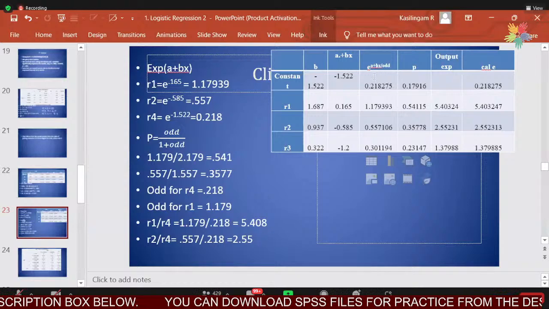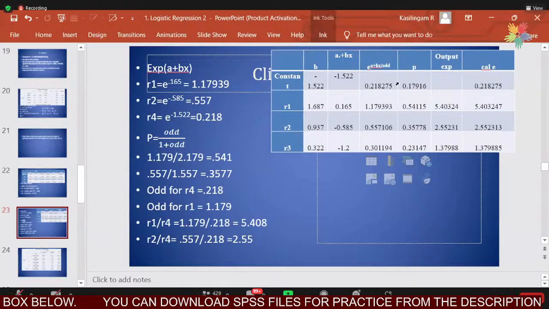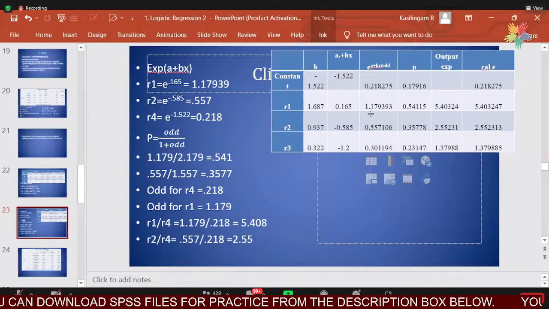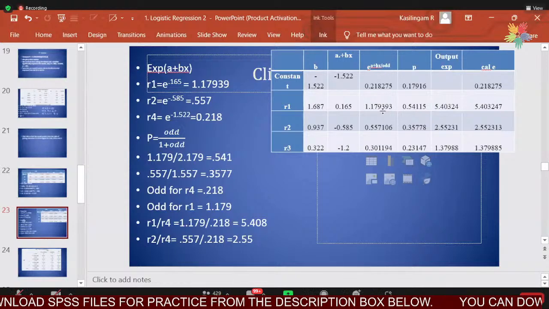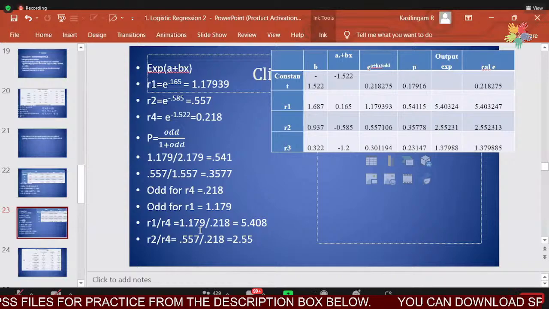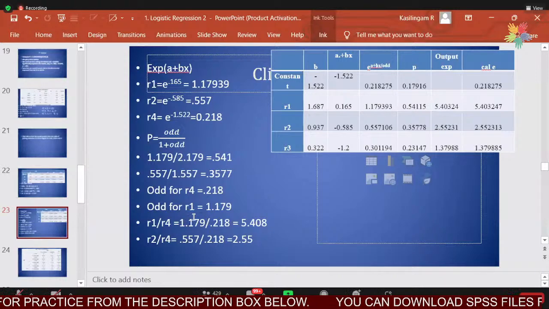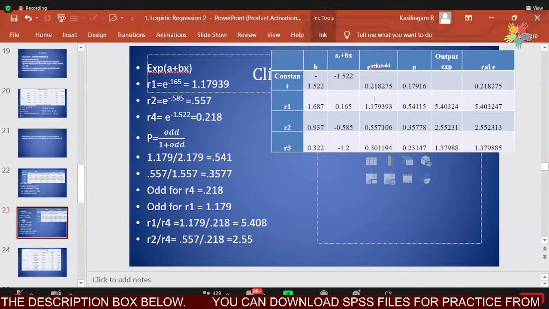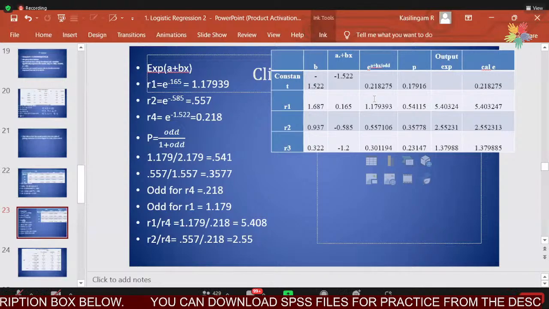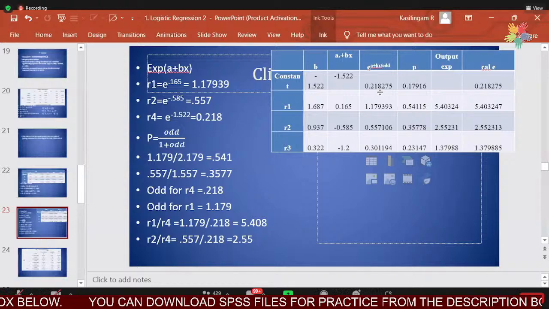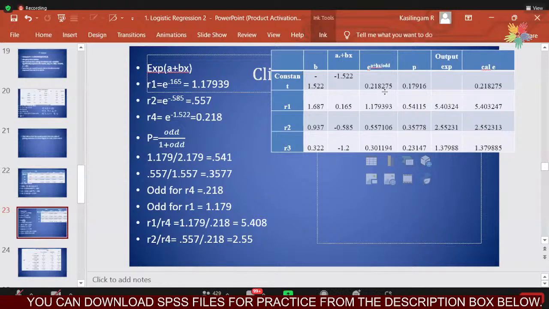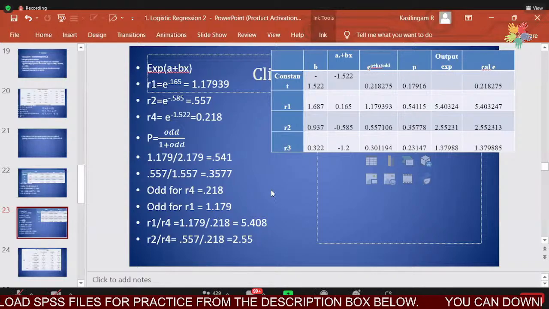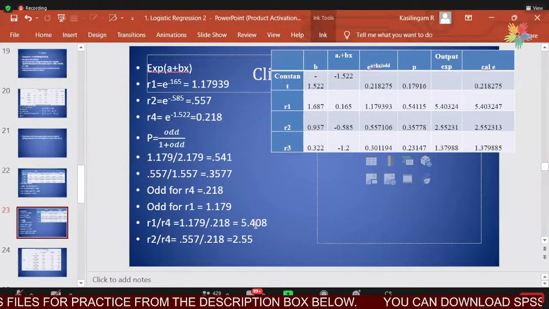When beta is 0, it is 0.218. So 1.179 divided by, this is the rank 1, the odds of rank 1 institution. What is the rank 4 institution? Alpha, the constant value, will capture the rank 4 institution. So this is the constant value 0.218. So 1.17 divided by 0.218, which is equal to 5.4.